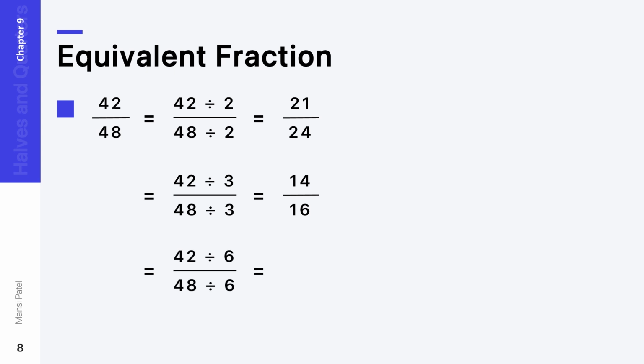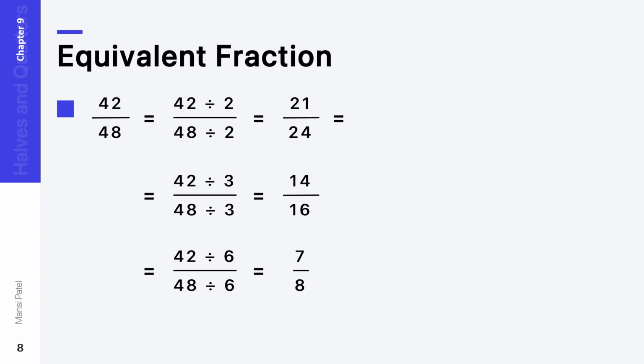If you remember that both numbers come in the table of 6, then you can divide by 6. So 42 divided by 6 and 48 divided by 6. How many 6s are 42? 7 6s are 42. How many 6s are 48? 8 6s are 48. So 7 upon 8 is the equivalent fraction of 42 upon 48.